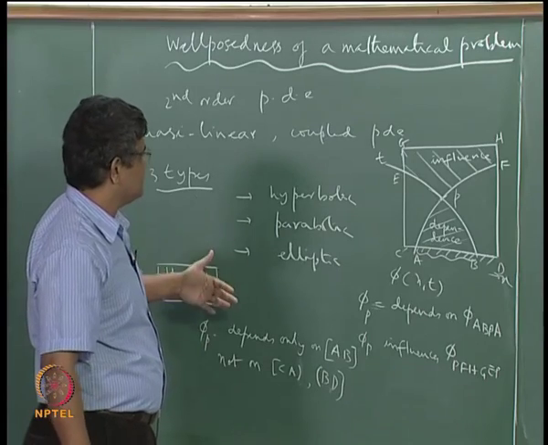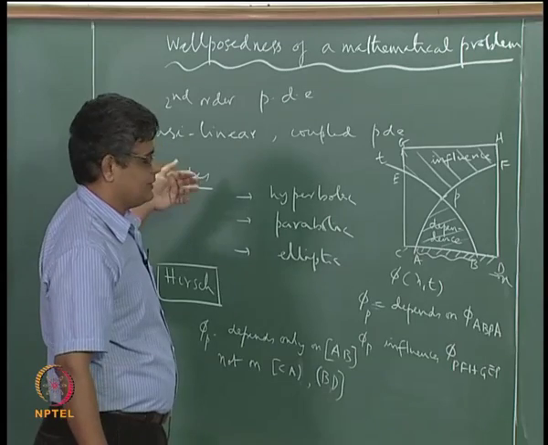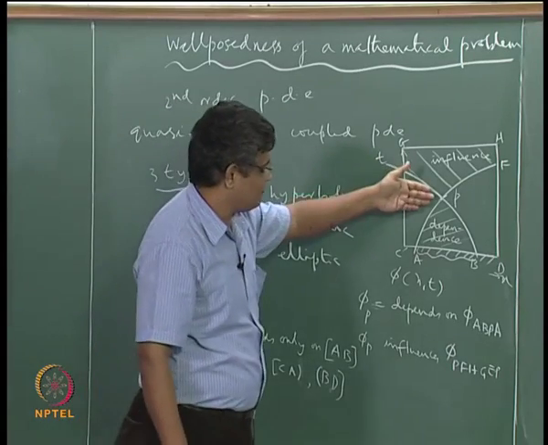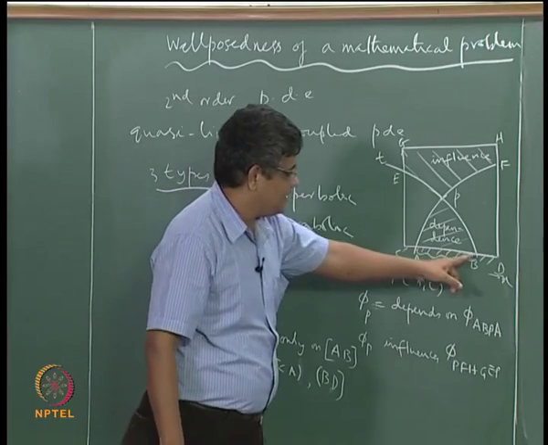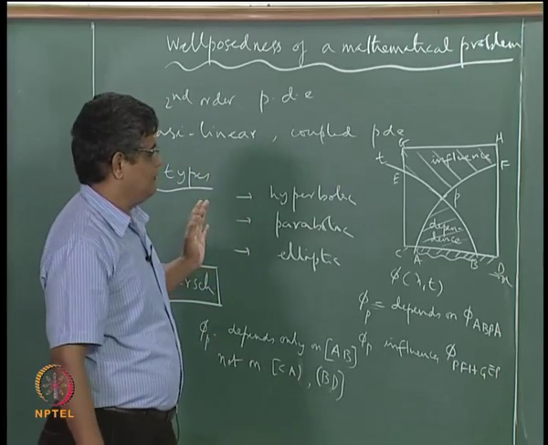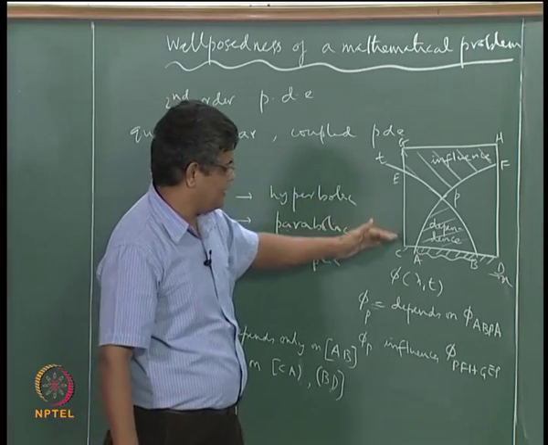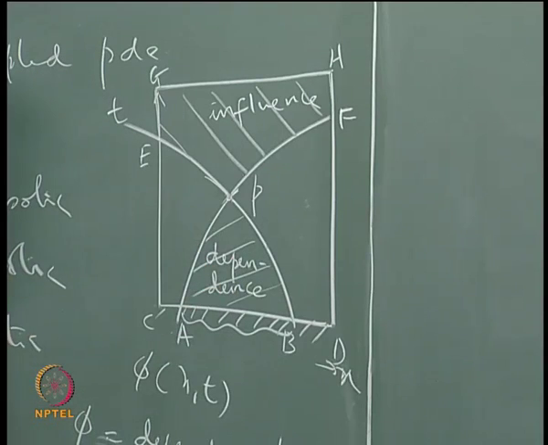Okay, so that means that if you had a solution scheme which evaluates phi at point P in terms of the boundary points C A and B D as well as the A B point, then it is wrong, because your solution is exhibiting a dependence on C A and B D which should not be there. It should be dependent only on A and the boundary between A and B.